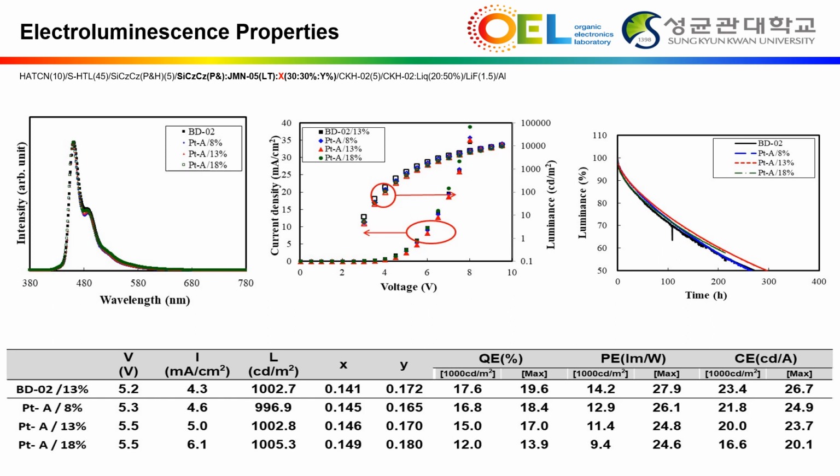The electroluminescence properties of the PtA material showed a slightly reduced FWHM compared to the reference material. Although the efficiency and turn-on voltage of the device are lower than the reference material, considering the lifetime and FWHM, the PtA material shows comparable excellent device evaluation.